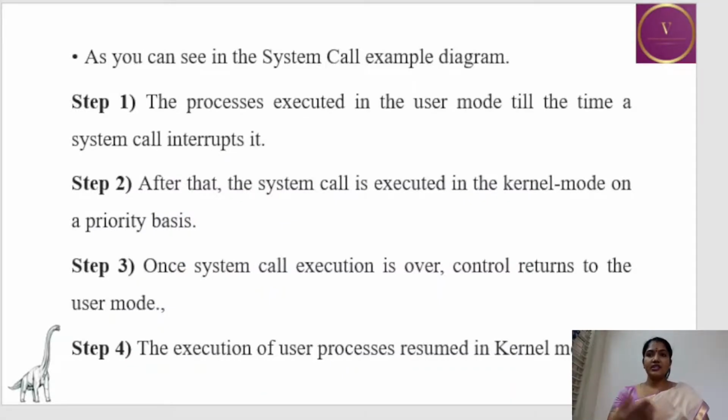So as you can see in the system call explanation diagram, the process executes in the user mode till the time a system call is interrupted. So till the time there is a system call, it is executed in the user mode. Once the system call is sent, that is open file, for example, it just goes to the kernel mode. After that, the system call is executed in the kernel mode on a priority basis, and once the system call execution is over in the kernel mode, the control is again returned to the user mode. So the execution of the user processes resumes.